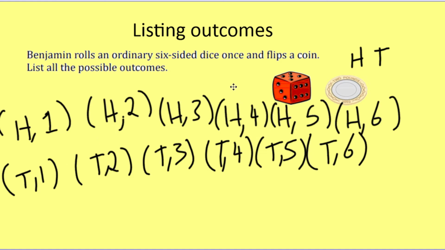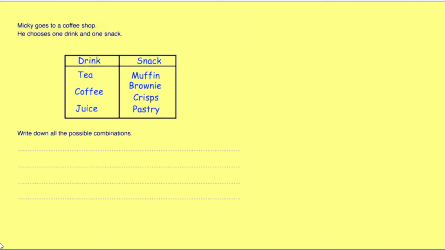Okay, so these questions are a little bit time consuming, but they are worth spending a bit of time on for the easy marks. Okay, Mickey goes to a coffee shop. You choose one drink and one snack. Write down the combinations. So again, we can abbreviate T to the letter T. So we can have T and muffin. So we say T and M.